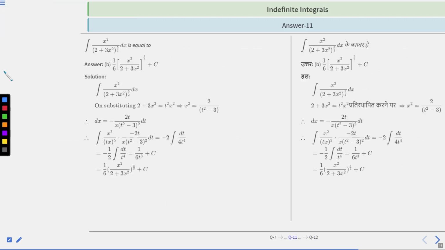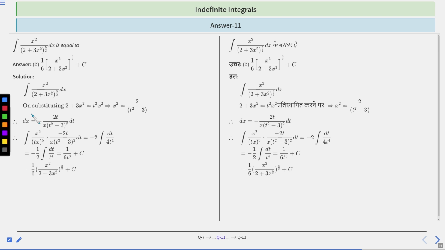Okay, let's move to the solution, part C. The integral of x square upon (2 plus 3x square) to the power 5 by 2 dx. On substituting 2 plus 3x square is equal to t square, x square is equal to 2 upon (t square minus 3), right? Therefore dx will be equal to minus 2t upon x into (t square minus 3) whole square dt, right?